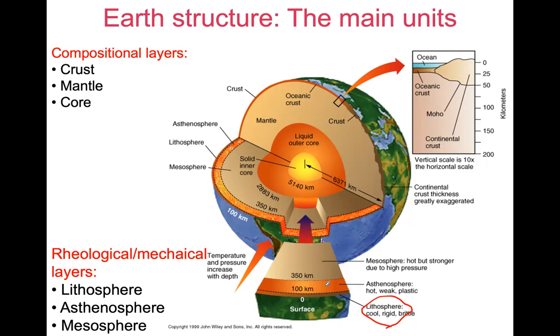And then what you have is the mesosphere, which is also hot, but it's very rigid, very strong. It is not like the asthenosphere. It's very strong, okay, because it is compressed. It's compressed due to the high pressure. You know.